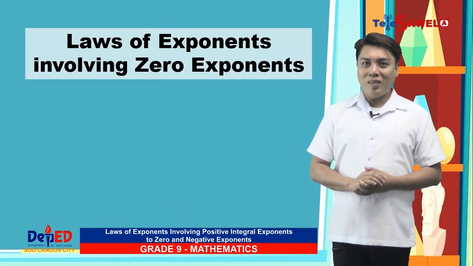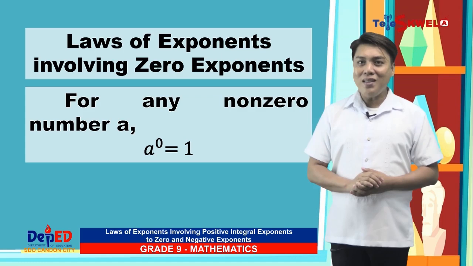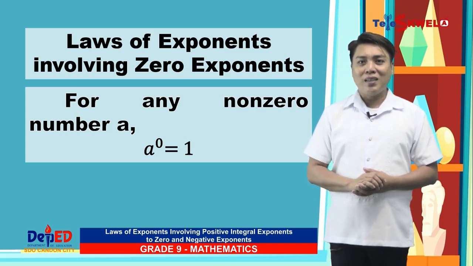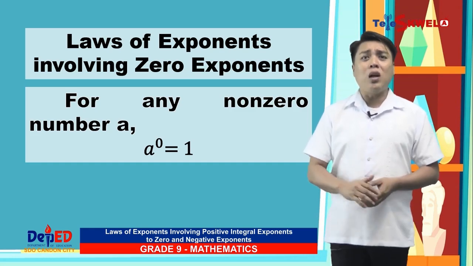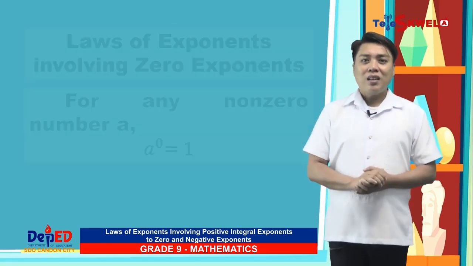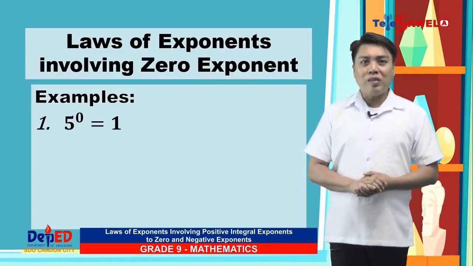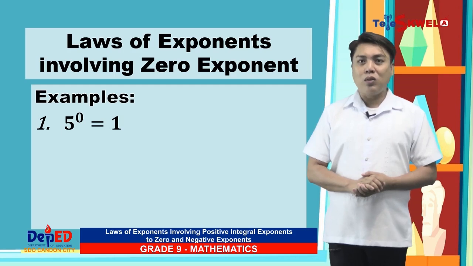Laws of exponents involving zero exponents. For any non-zero number a, a raised to 0 is equal to 1. Any number or expression raised to 0, the answer will always be equal to 1. May we have an example? 5 raised to 0 is equal to 1.